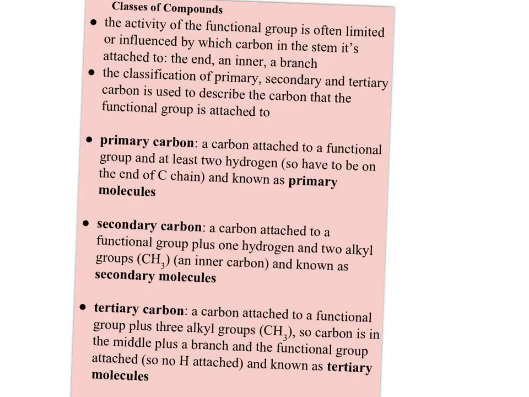A tertiary carbon is a carbon attached to the functional group plus three alkyl groups. So the carbon is in the middle, situated between three carbon groups, and there's some kind of branching within that hydrocarbon. The functional group is attached, but no hydrogens are attached, and so it is known as a tertiary. It's got three other carbon groups attached to it. One way I remember it is that with the primary carbon, there's only one carbon attached to the carbon with the functional group. The secondary carbon has two carbons attached, and the tertiary has three carbon groups attached.